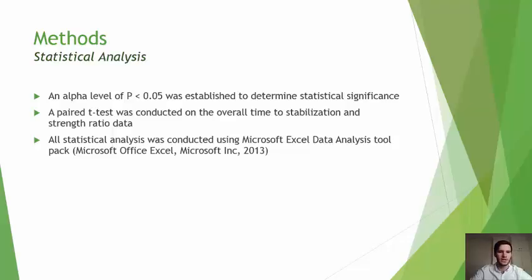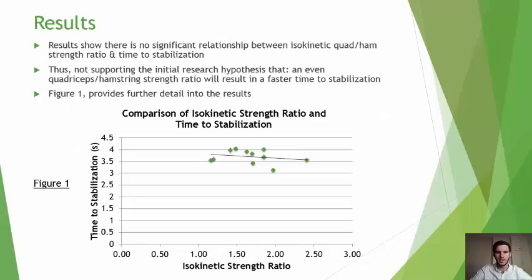For the statistical analysis, an alpha level of P 0.05 was established to determine statistical significance. For the testing conducted, a paired t-test was used on the overall time to stabilization and the strength ratio data. All statistical analysis was conducted using Microsoft Excel Data Analysis Toolpack.